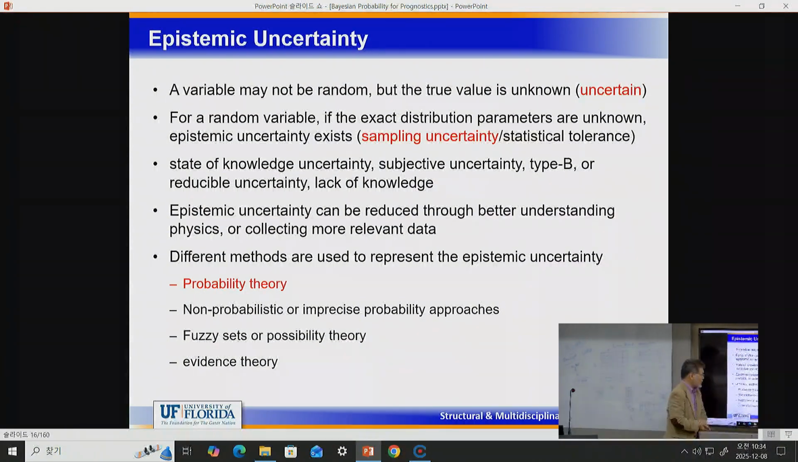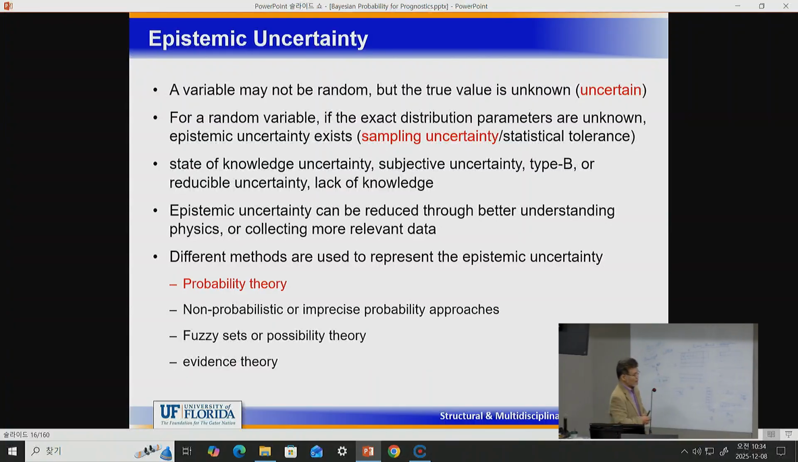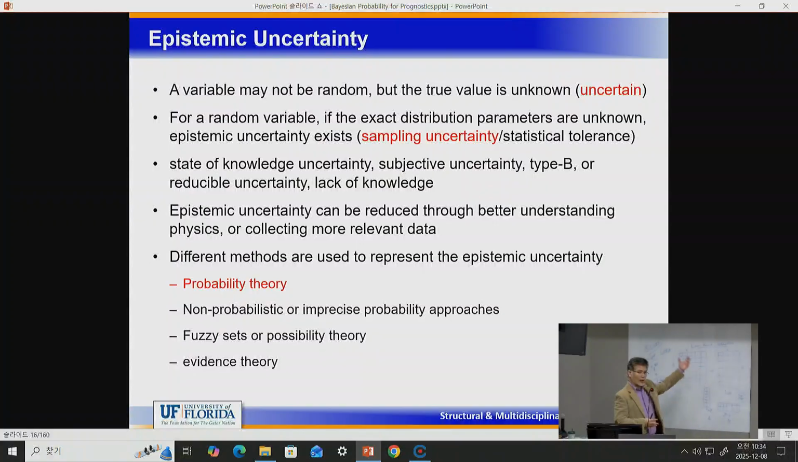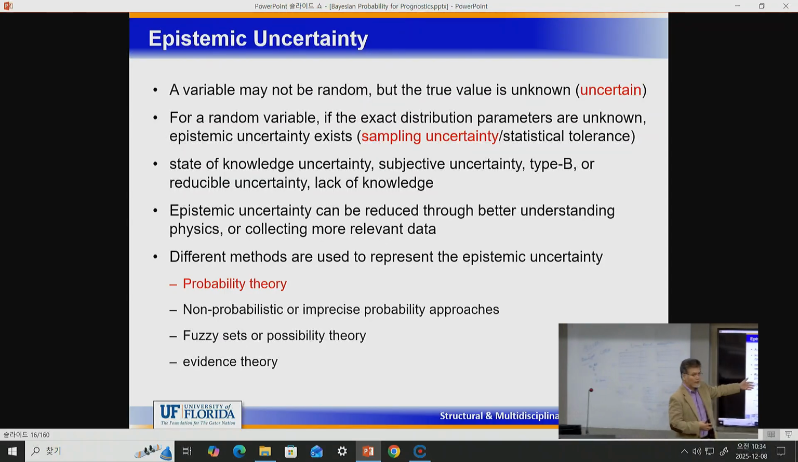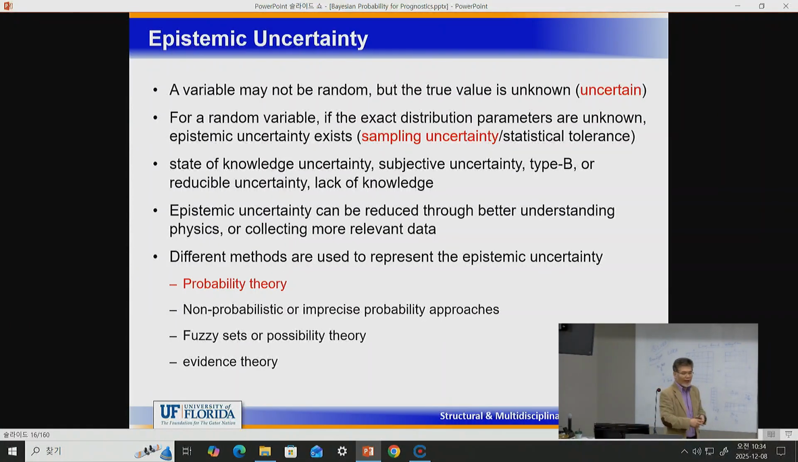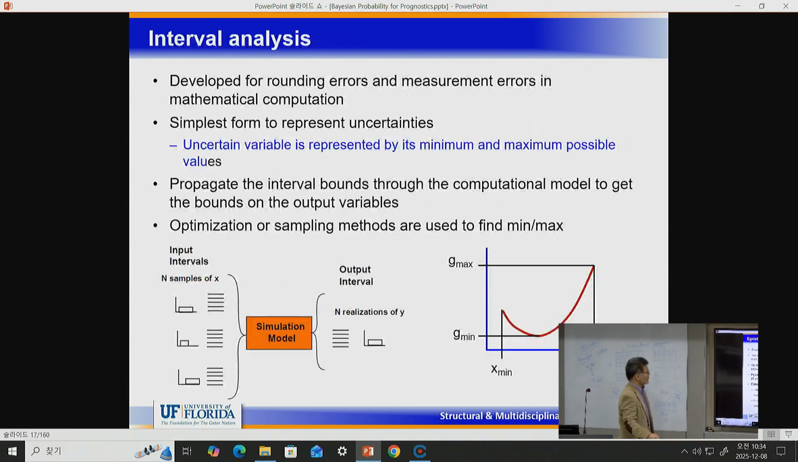Different methods are used to represent epistemic uncertainty. We have probability theory, non-probabilistic or imprecise probability, fuzzy sets, evidence theory. There are many different kinds of methods to represent epistemic uncertainty. We need to understand what they mean and how they work. But I highlight that we will use probability theory. Probability theory means the aleatory distributions that we talked about before, like the normal distribution. I will use that to represent my epistemic uncertainty. So I will make you confused, because if I draw one PDF, you have no idea whether it is aleatory or epistemic, right? So that's what we're getting at. But we will make sure that we understand the difference between the two.